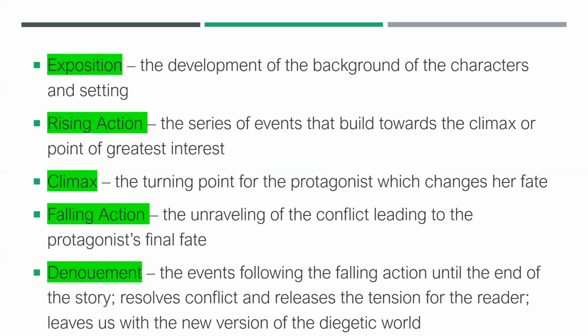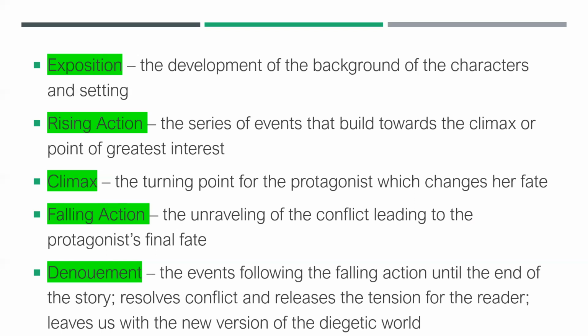The climax is the highest point of intensity. It's the turning point for the protagonist, which changes her fate. So if you think about it as rising and falling action, the rising action is leading to the point at which all the pressure has built up. Everything is leading to this moment. Maybe it's the final showdown, maybe it's the final confrontation. The climax is where everything changes.